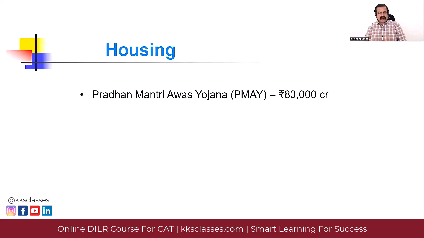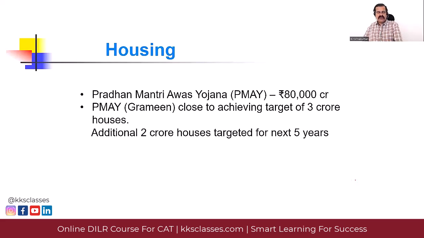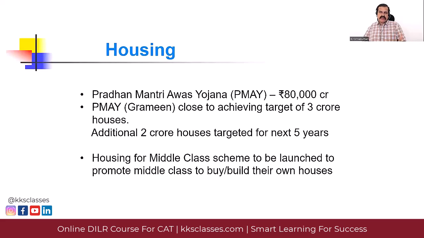The government has allocated 80,000 crores for the housing scheme PM Awas Yojana, which has two components, PMAY Gramin and PM Awas Yojana Urban. The government claims that under the Gramin scheme, close to 3 crore households have been provided, and over the next 5 years, the target is to provide for another 2 crore households. A promise has been made in the budget to launch a housing scheme for the middle class.